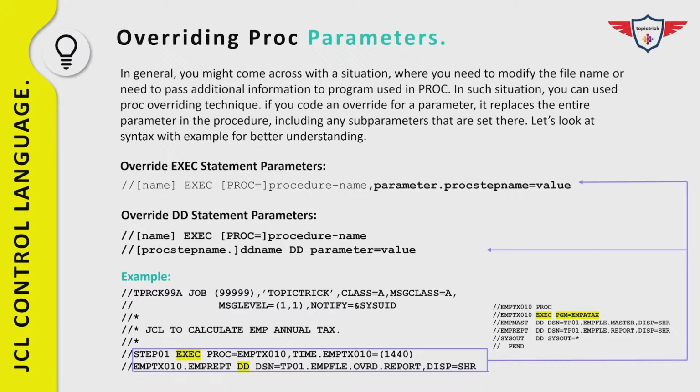So with the help of the proc overriding technique, you can modify or change any of the keyword parameters which are defined on the execute statement or on the DD statement. In fact, you can use the proc overriding technique to change or override the file name which is defined in your catalog procedure. And the best part is you are not required to change anything in your catalog or Instream procedures.